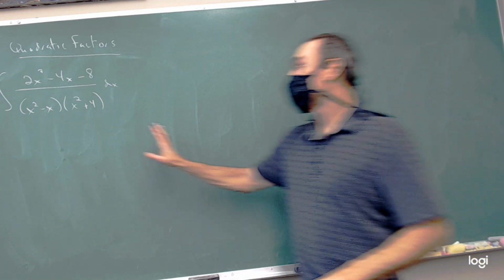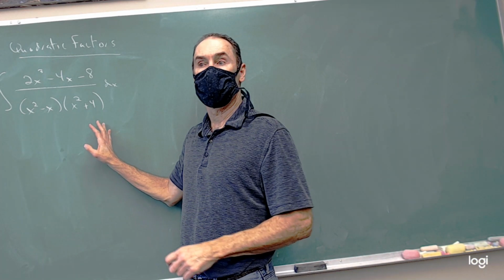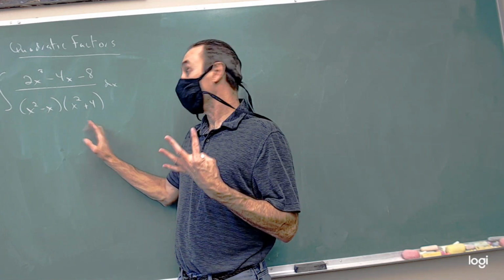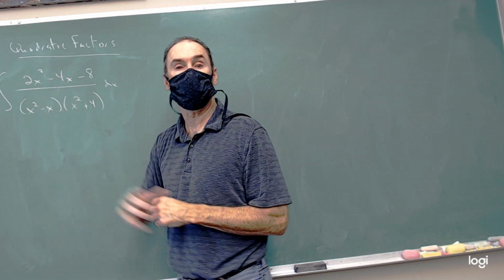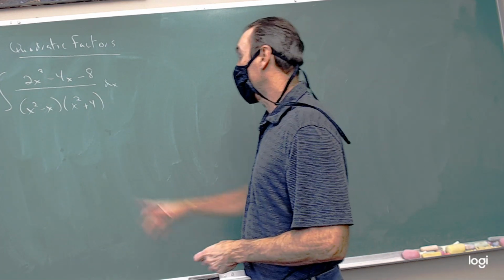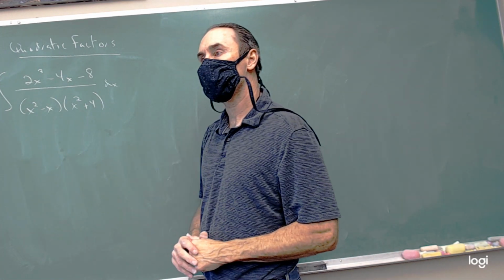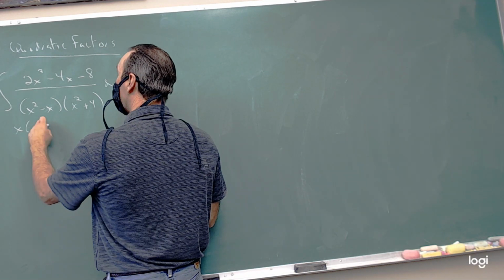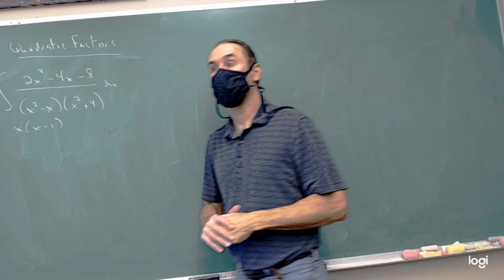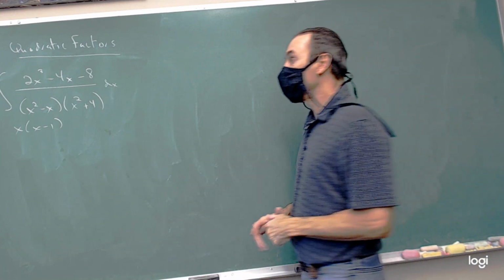But what's the degree of the denominator? 4, right? Because x squared times x squared, there's an x to the fourth, and this is a cubic, so we're okay. So that means we can factor this a little bit more. What about that x squared minus x? But the x squared plus 4 is irreducible. So you remember how we're going to do this?